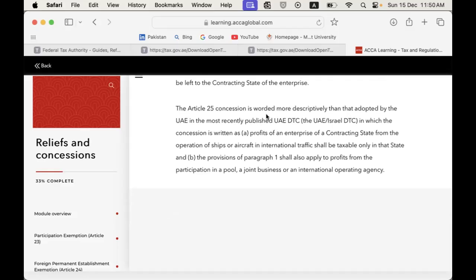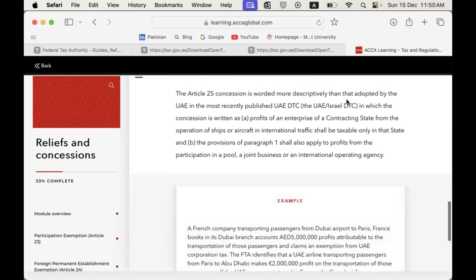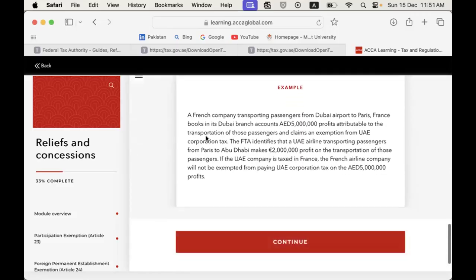The Article 25 concession is worded more descriptively than that adopted by the UAE in the most recently published UAE Double Tax Convention, UAE-Israel, in which the concession is written as: A, profit of an enterprise of a contracting state from the operation of ships or aircraft in international traffic shall be taxable only in the state. And B, the provision of paragraph 1 shall also apply to profits from participation in a pool, joint business, or international operating agency. Let us read the example then.